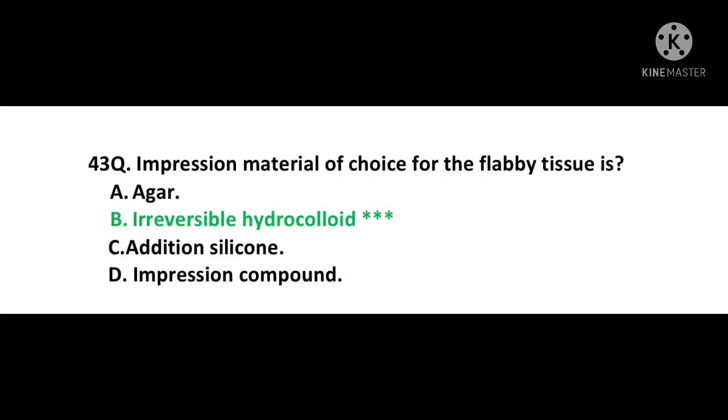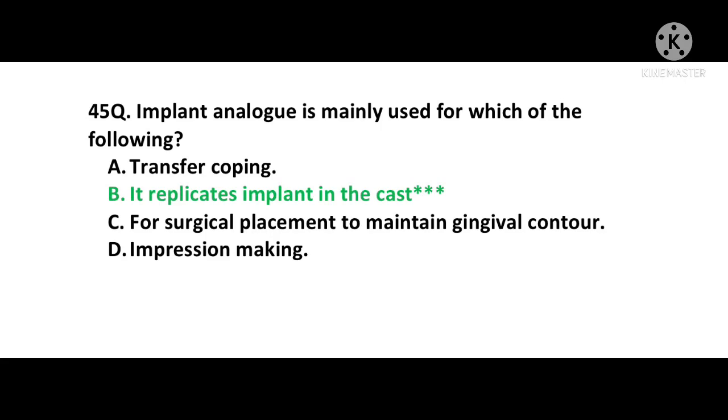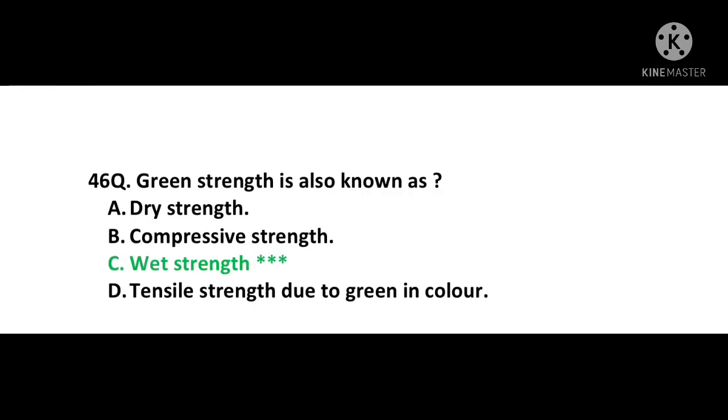Impression material of choice for flabby tissue is irreversible hydrocolloid, which is an example of mucostatic impression technique. Another example is impression plaster. Here multiple radiolucent loci are seen in the radiograph, which is suggestive of nevoid basal cell carcinoma syndrome. Implant analog is mainly used for replication of the implant in the cast. Green strength is also known as wet strength.